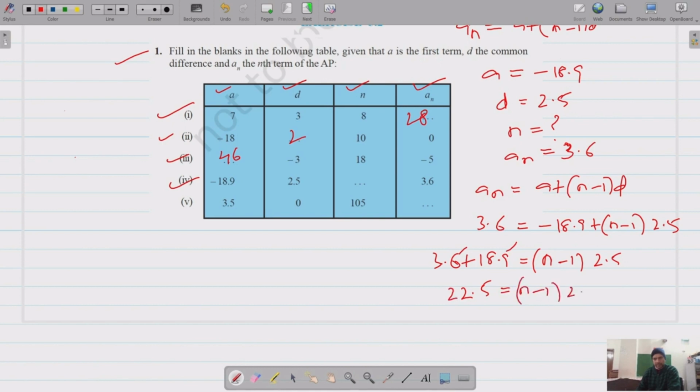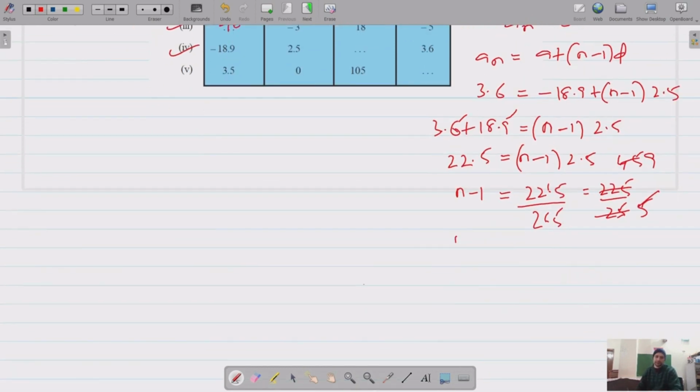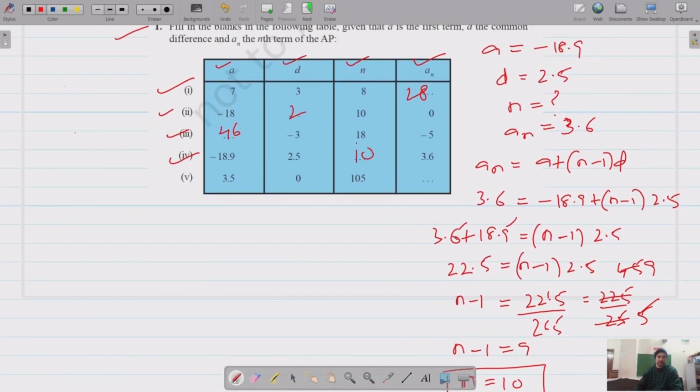So n minus 1 is 22.5 divided by 2.5. Let me just confirm, it's 3.6 and 18.9, so it's 22.5. Okay. And now n minus 1 is equal to 22.5 divided by 2.5. So it's 225 by 25. 5 fives are 25, 5 fours are 20, and it's 9. So n minus 1 is 9, so that gives us n is equal to 10. So the fourth one is n is 10.